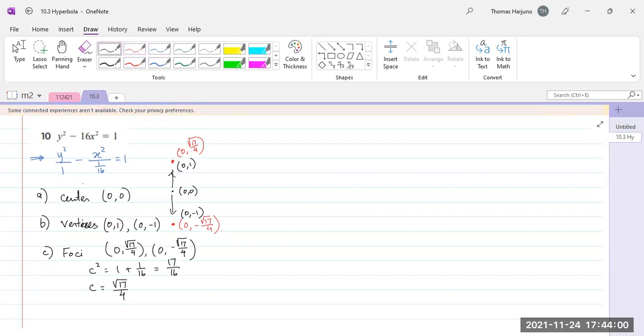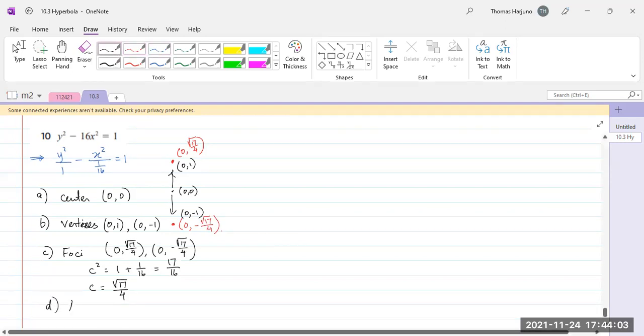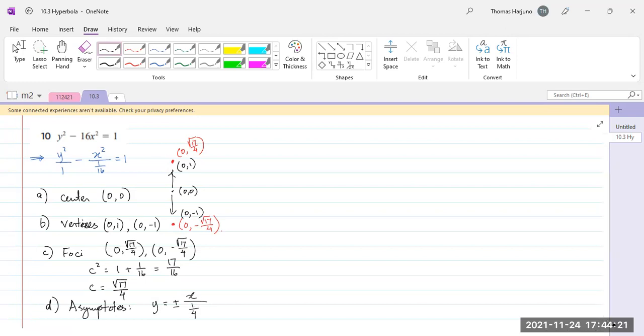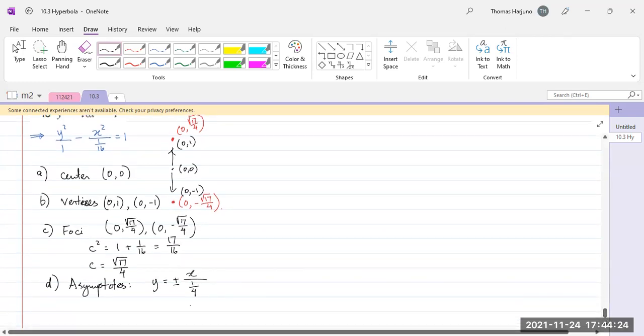Okay, and then how about the asymptotes? The asymptotes will be y equals plus minus x over 1 over 4. Which if we simplify, of course, will give us y equals plus minus 4x. Now we are ready to sketch the graph.